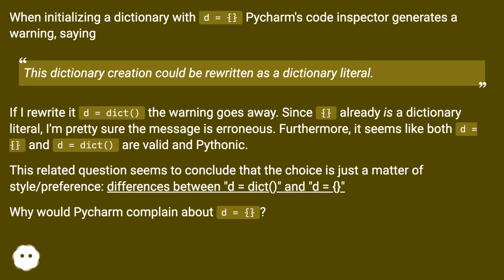Furthermore, it seems like both d = {} and d = dict() are valid in Pythonic. This related question seems to conclude that the choice is just a matter of style/preference: differences between d = dict() and d = {}. Why would PyCharm complain about d = {}?